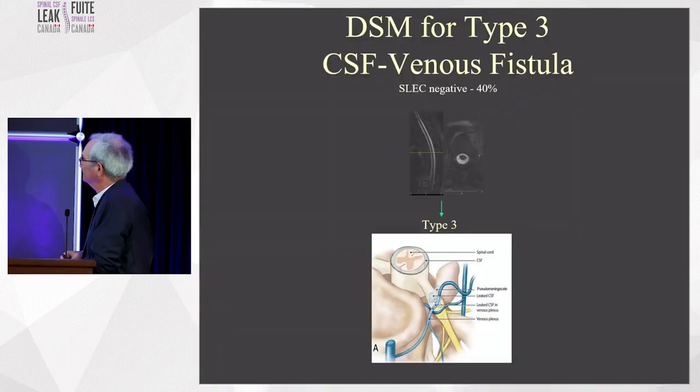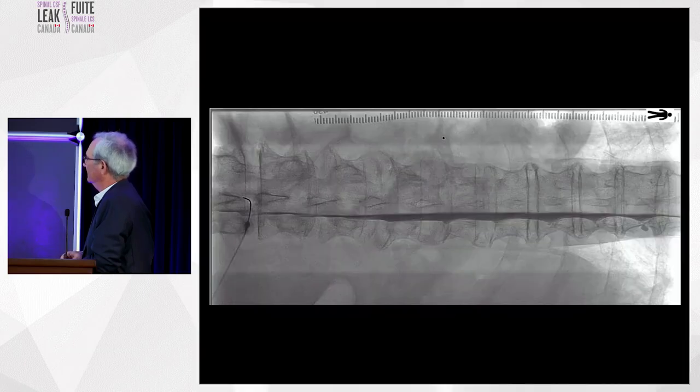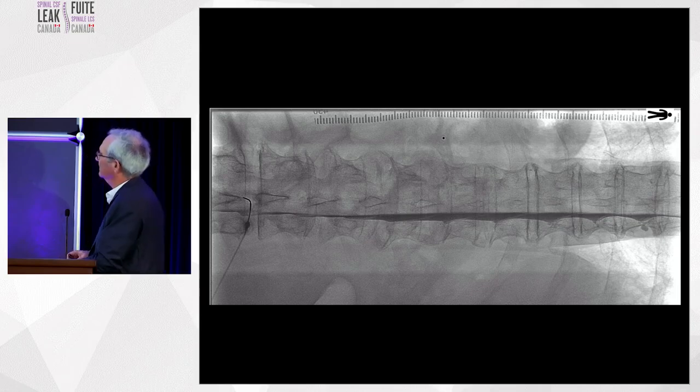It's very helpful. So let's talk about the other animal, the DSM, digital subtraction myelogram for a type 3, a CSF to venous fistula. This requires a different strategy, a different mindset. What you're trying to do here is find that siphoning leak that's coming out of the thecal sac along the root sleeve and somehow getting into the epidural, or sorry, the paravertebral venous plexus.